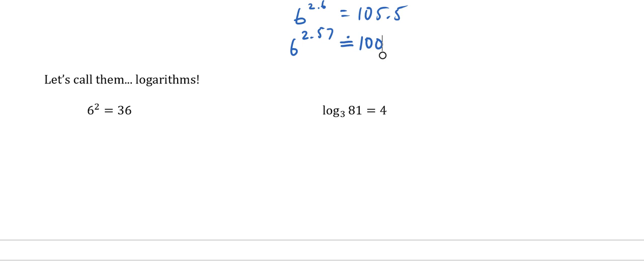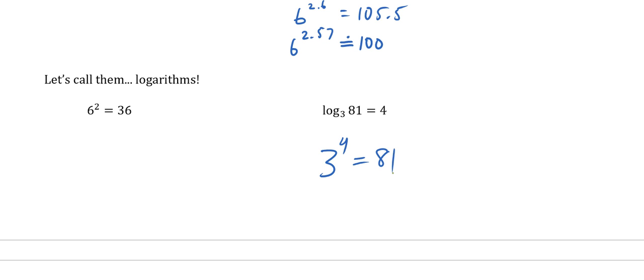Okay, interesting, yeah. 81 cube rooted is around 4. Very good. 3 to the 4 is exactly 81, which actually means if we take the 4th root of 81, we'd get 3. Exactly. I think you're right.